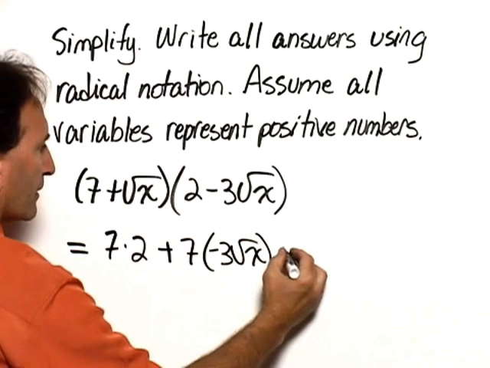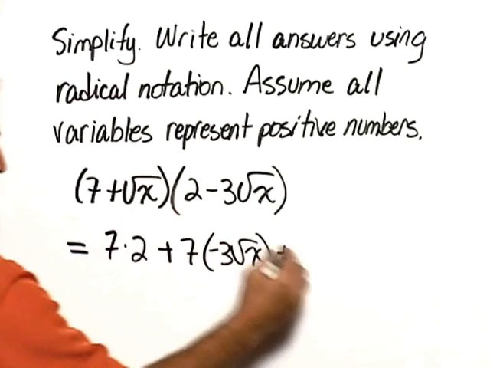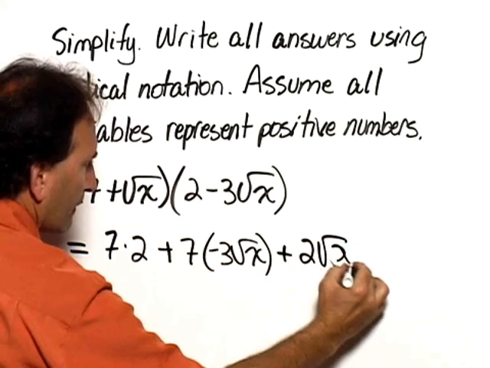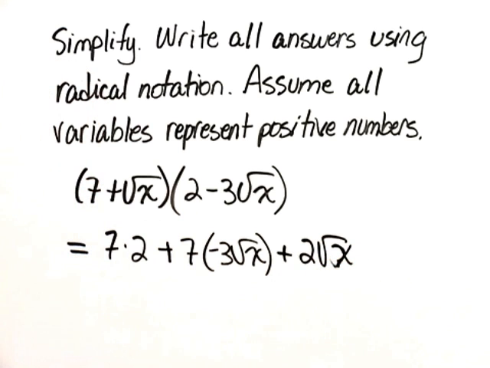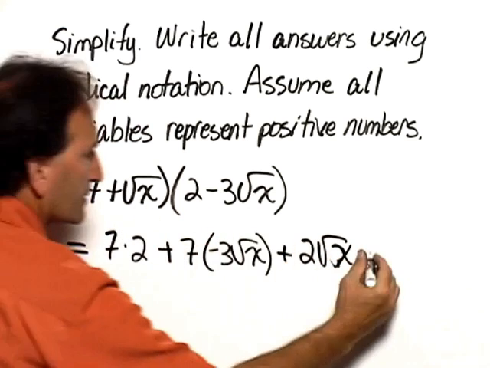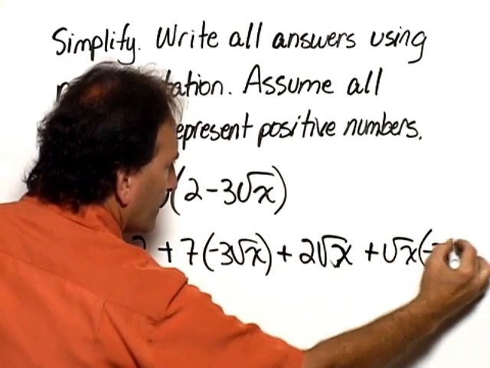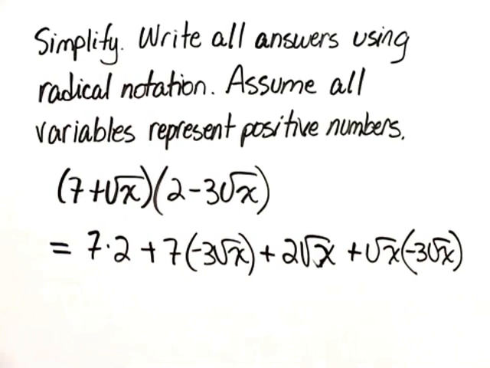Then we would have plus the square root of x times 2, which I'll write as 2 times the square root of x. And then we would have the square root of x times negative 3 square roots of x.